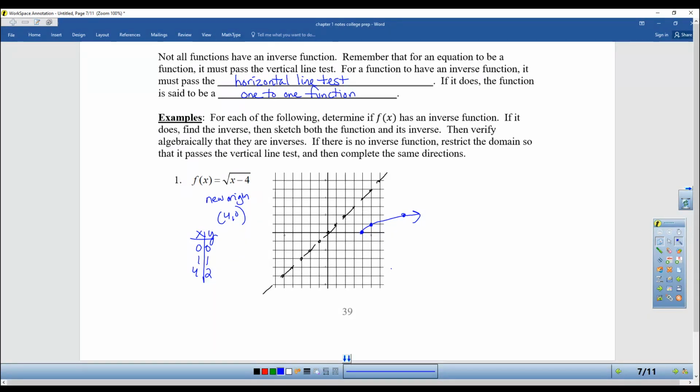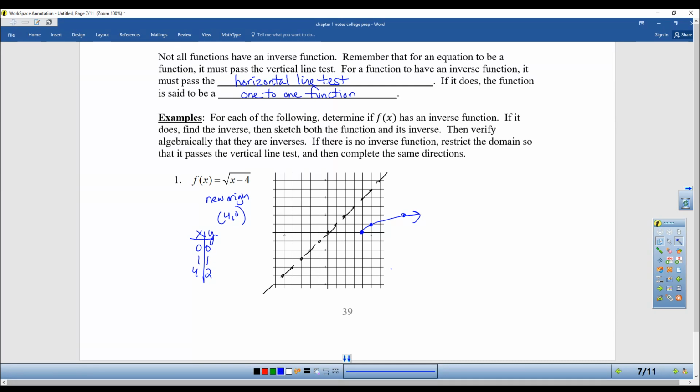So does this pass the horizontal line test? Yeah. You could draw a horizontal line anywhere, and it's only going to pass through one number. It looks like it starts to flatten out, but it's ever so slightly increasing. So it does have an inverse. We need to find that inverse.